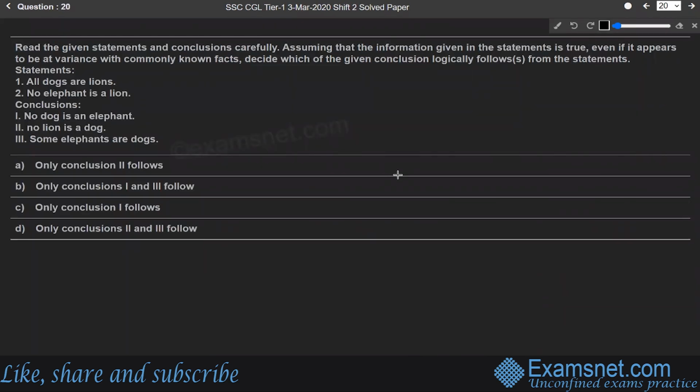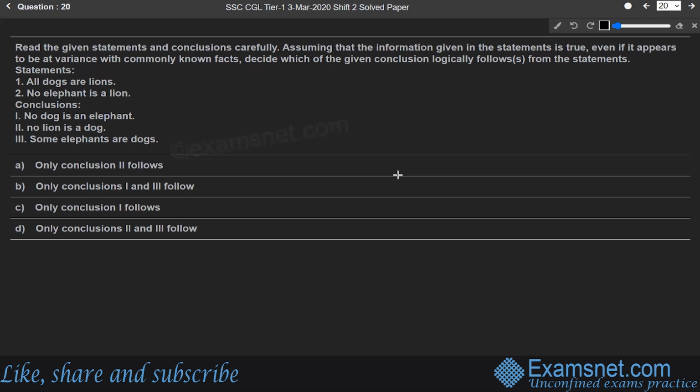Next question is, read the given statements and conclusions carefully. Assuming that the information given in the statements is true, even if it appears to be at variance with commonly known facts, decide which of the given conclusions logically follows from the statements. So let us read the statements first. All dogs are lions and no elephant is a lion. Both the statements are true for this question. We have to identify which conclusion logically follows or does not follow.